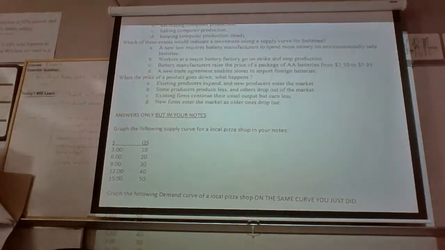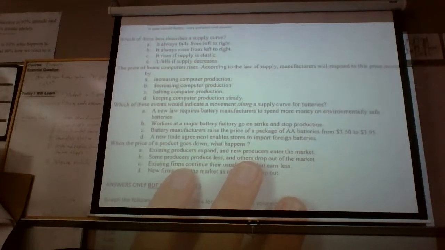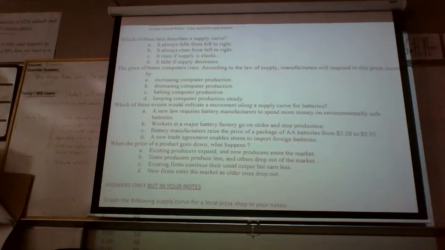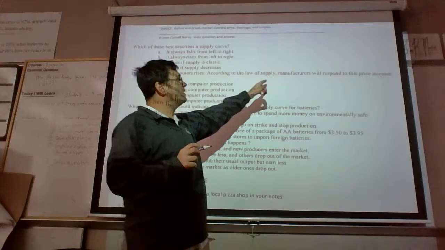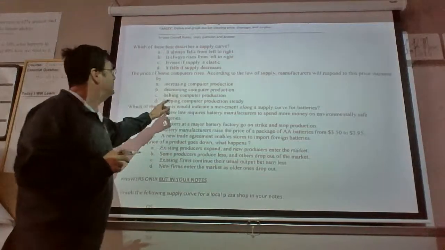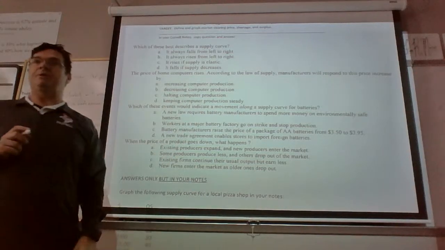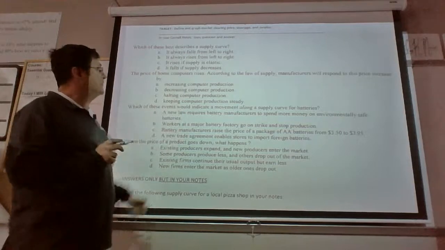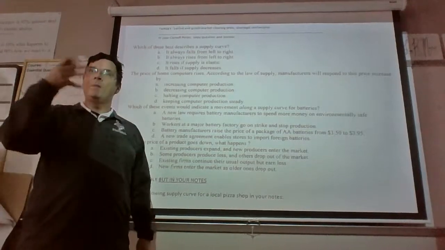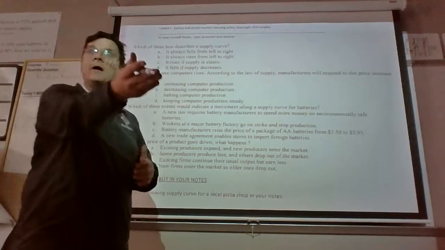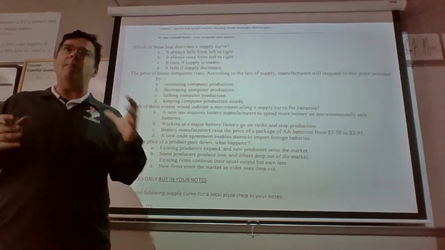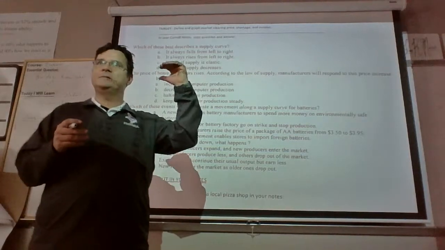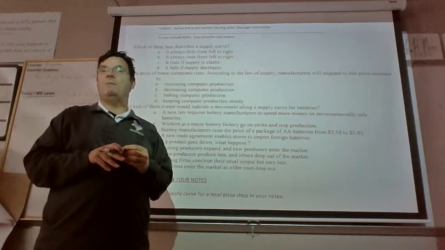Let's go back up to question 2. I'm just going to give you this one, because we've already gone over that quite a few times. The price of home computers rises. According to the law of supply, manufacturers respond to this price increase by increasing computer production. A lot of you will put decreasing, but just like the oil rigs, when the price goes up, we'll hire him. We'll make more oil, or we'll hire him to make more computers. When the price goes up, that high price offsets all the other costs of making more stuff.